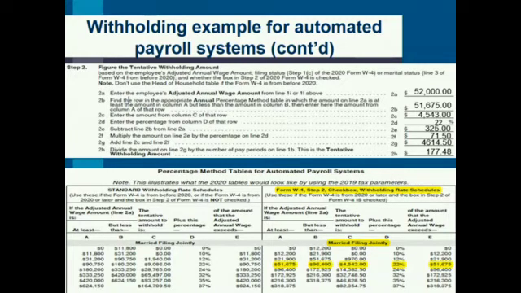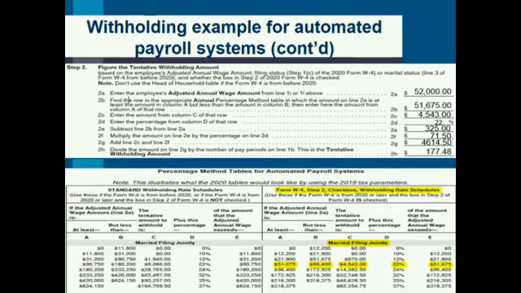Next, we subtract line 2B, $51,675, from 2A, $52,000, which leaves us with $325 to enter on line 2E. From here, we multiply $325 by 22% showing on 2D, giving us $71.50 for line 2F. Then we add 2C and 2F, which gives us $4,614.15, and this is Sophie's annual tax withholding for the year.